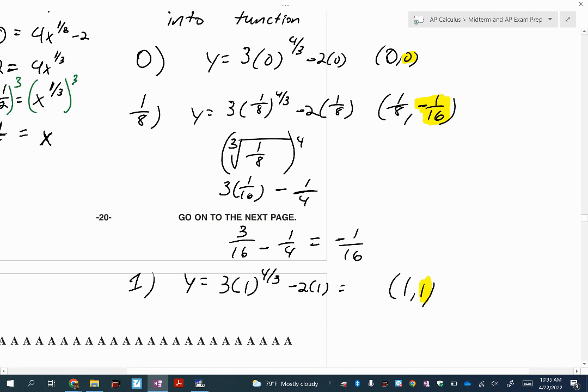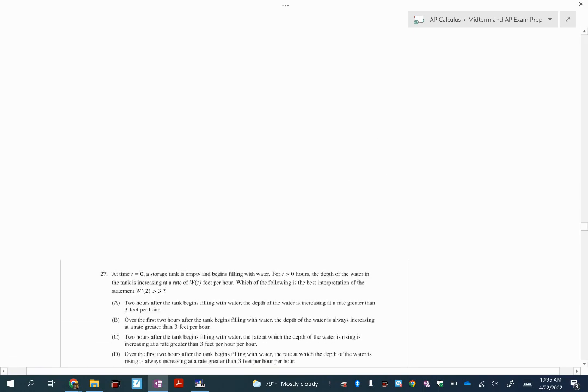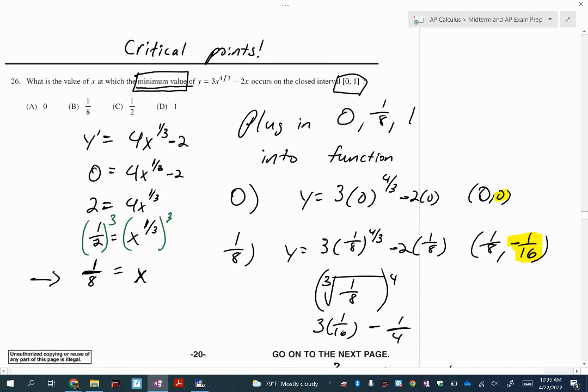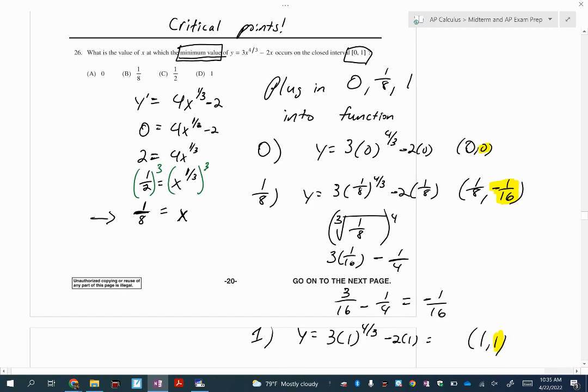1/8. So 1/8 is right. But was it right because I just found it? No, I need to plug it in. Because what if this problem said, which one has the maximum value? Which one has the x value where the maximum is? Which was the highest number? 1. So the answer would be 1 if this had said the maximum value. Are we okay? That one was challenging. But the key takeaway is, when you want to find critical points, how do you find critical points?